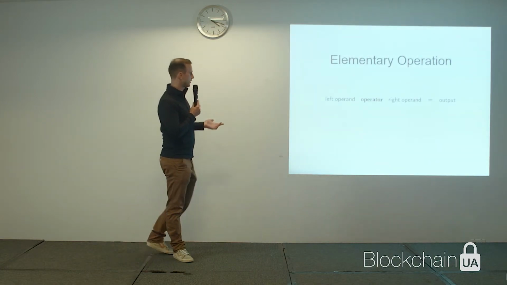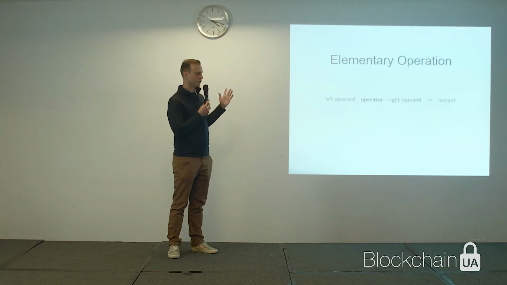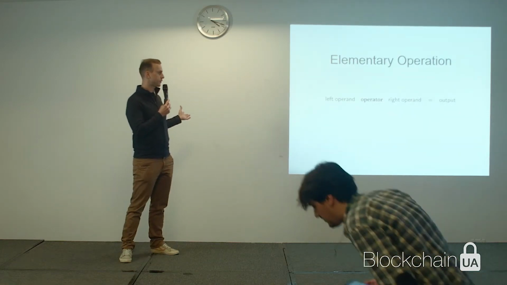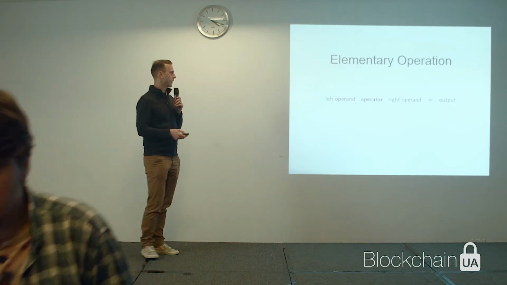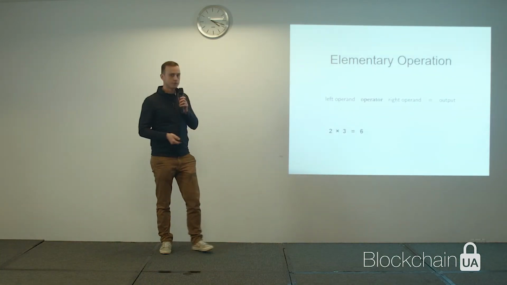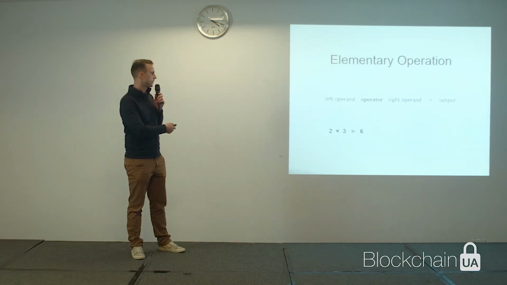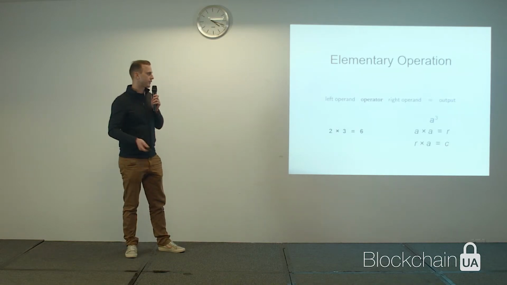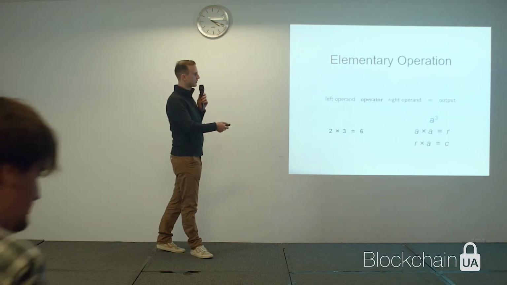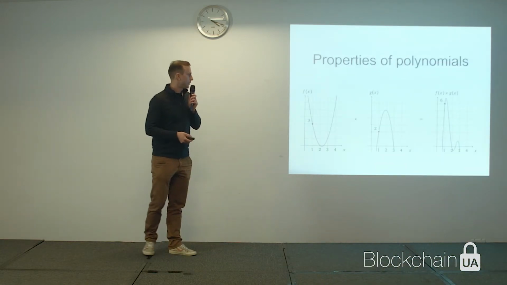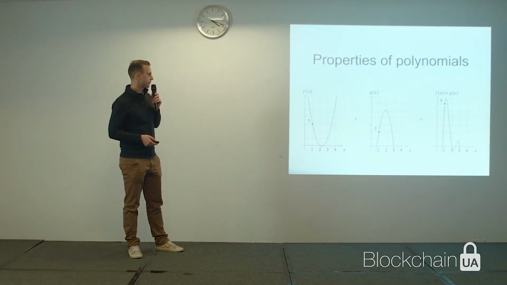So what is an operation? An elementary operation has just two operands, a left operand and a right operand, the output, and some operator that operates on the operands. For example, 2 times 3 equals 6, so the operands are 2 and 3, and the output is 6. And if you have something more complex, like a cubed, you can just do it in two operations. Now let's have a look at the properties of polynomials.